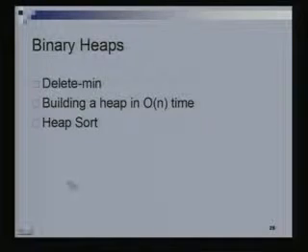So today we are going to look at the operations of deleting the minimum element from a binary heap and building a heap. It's very easy to build a heap using repeated insertion, but today we are going to do a build operation which just takes linear time. Then we are also going to see how to use binary heaps to do sorting, and that procedure is called heap sort.